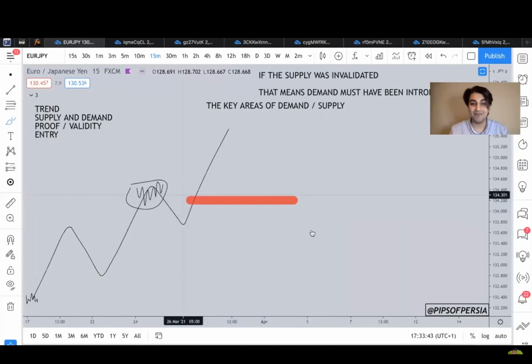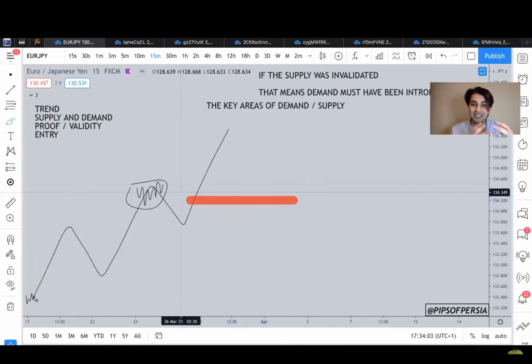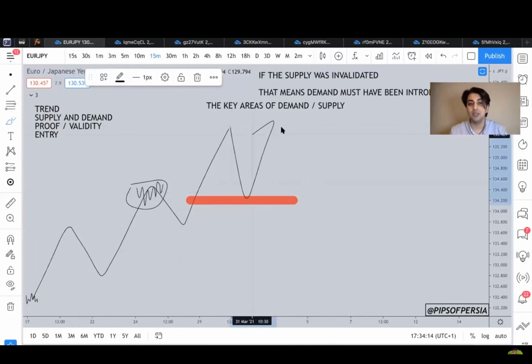So if I've identified a newfound area of demand, which has now invalidated the previous supply, here's the way I want you to look at it. That rally-base-rally, that reaccumulation or institutional candle, was in a way there to sponsor a break of supply, to sponsor a break of that structure to the upside. So in itself, it still has to prove to me that it holds the weight of the demand, because that demand could have just been introduced by the institutions to get rid of the previous supply, not necessarily for it to hold for future trends.